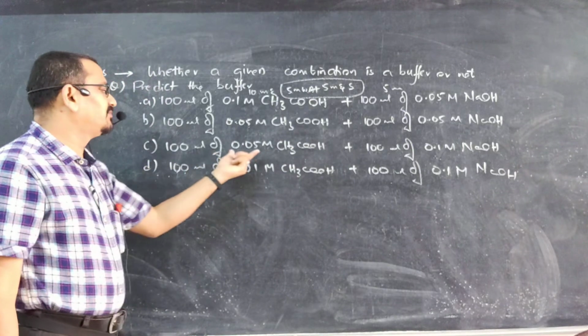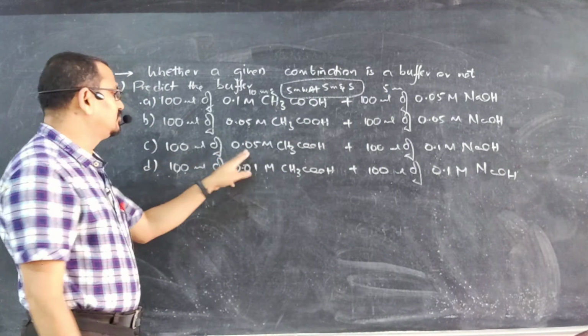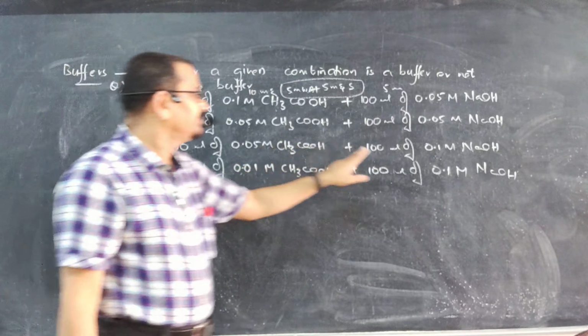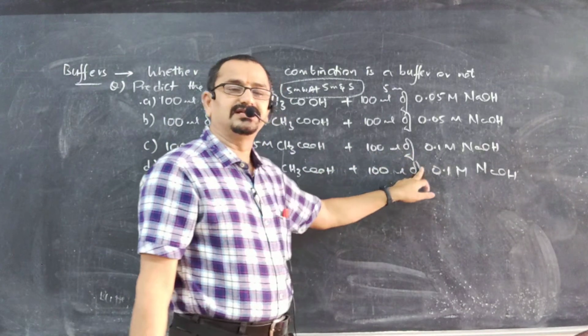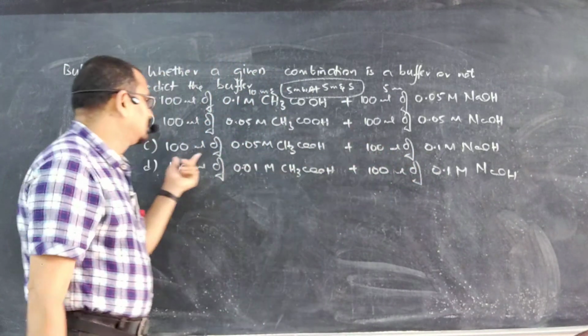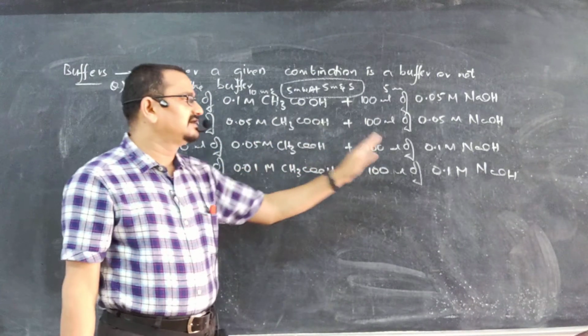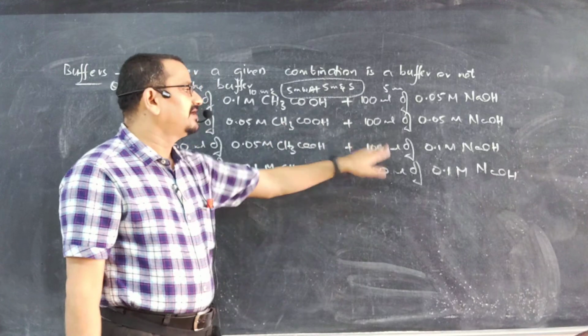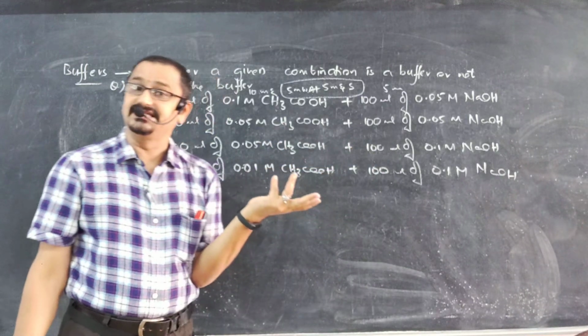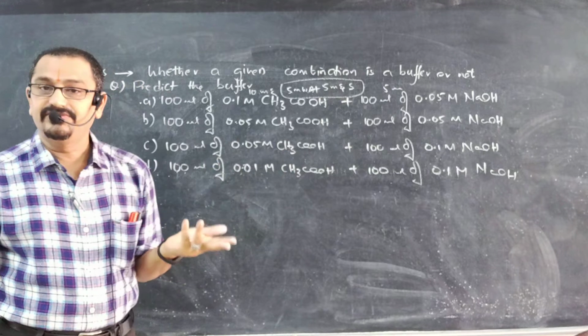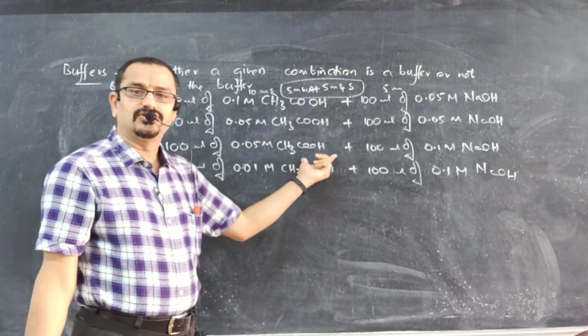Next, 100 ml of 0.05 molar acetic acid: 100 into 0.05, 5 milliequivalents. 100 into 0.1, 10 milliequivalents. The base equivalents are more, acid equivalents are less. So the acid will be completely used up, giving 5 milliequivalents of salt and 5 milliequivalents of strong base left. A strong base cannot form a buffer, you know that, right? So this is also not a buffer.